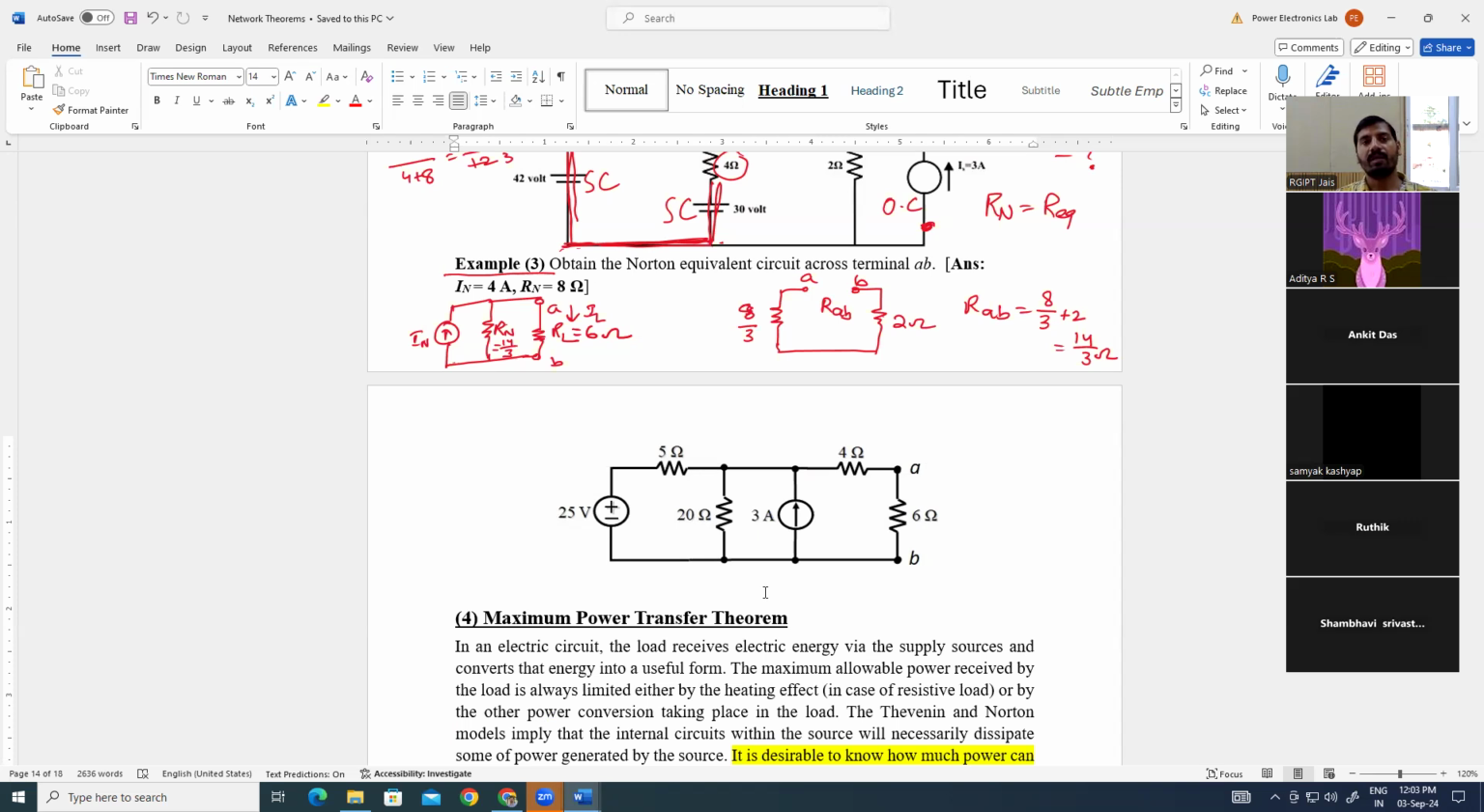Similarly, Norton's theorem is simply a voltage source to current source conversion. We can convert the series-connected voltage source and impedance into a current source, and the value of the current source will be the voltage value divided by the impedance value. IN is equal to VTH divided by ZTH. That will be the Norton current, and in parallel to that Norton current, you have to use the same impedance that you have obtained.